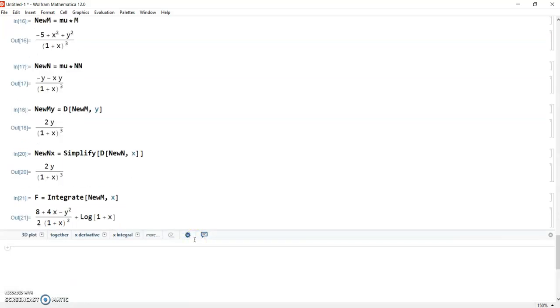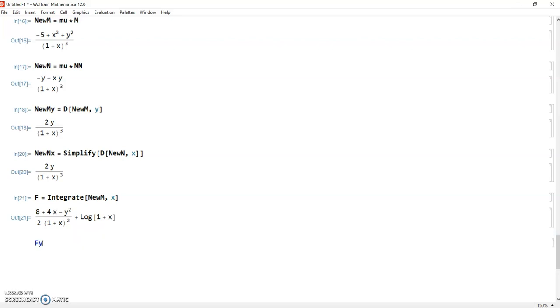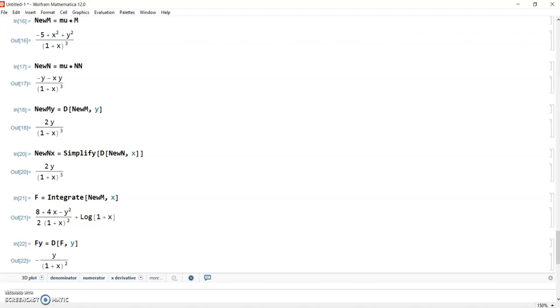So we take the partial of f over partial y. I can represent it by f_y, the derivative of f with respect to y. So it will be minus y over 1 plus x square.